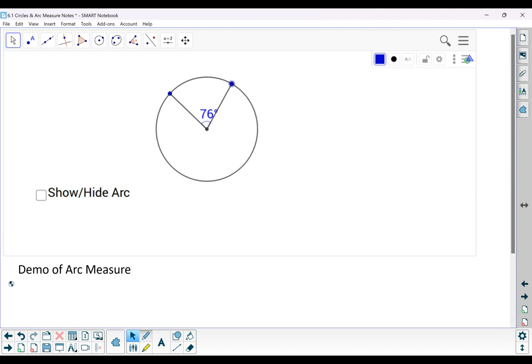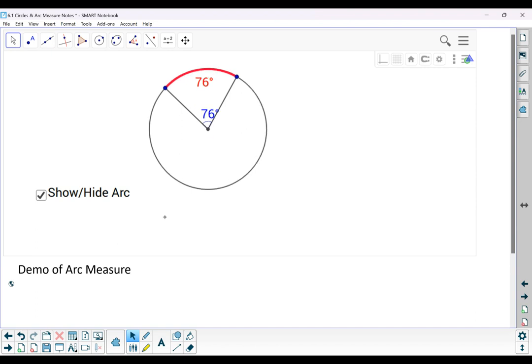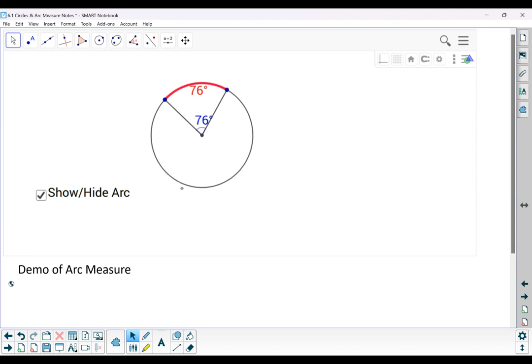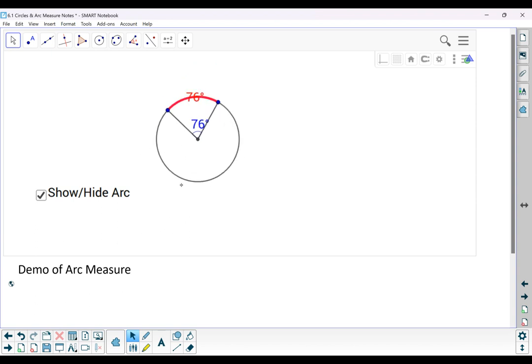Well, when we start talking about arc measures, we know that the arc is the edge of this circle. Arc measure is also measured in degrees, and the measure of an arc is equal to the measure of its central angle. So if I have a 76-degree central angle, I also have this arc that measures 76 degrees. So arc measure doesn't tell us how long it is. The circle could be different sizes. We could zoom out, and now that arc is longer, but it's still a 76-degree arc.